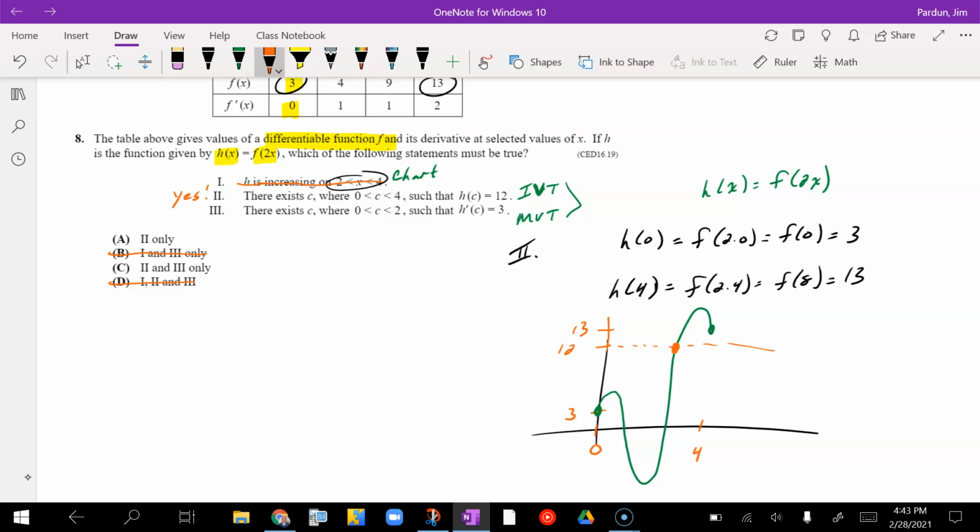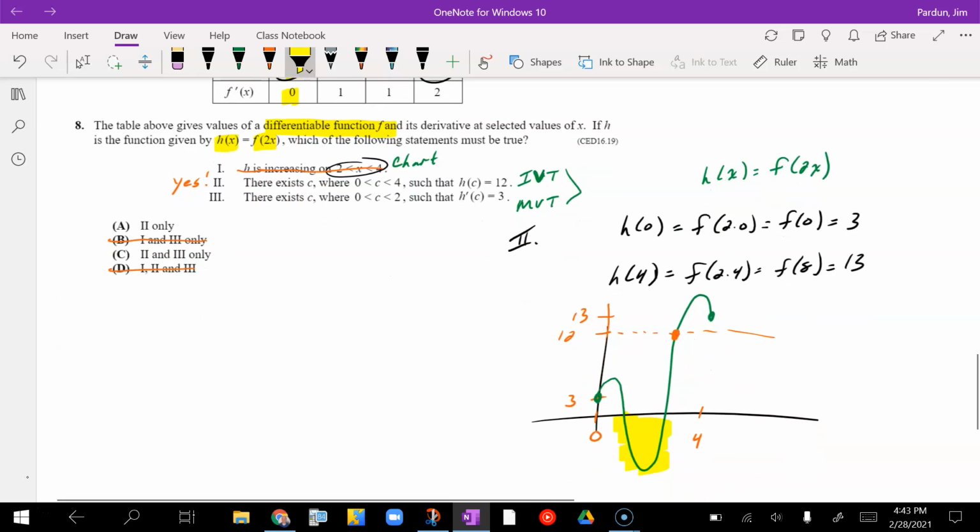Again, to prove my point with number 1, it could do this between 2 and 4, so I can't say that it's always going to be positive. All right, so 2 is a yes.